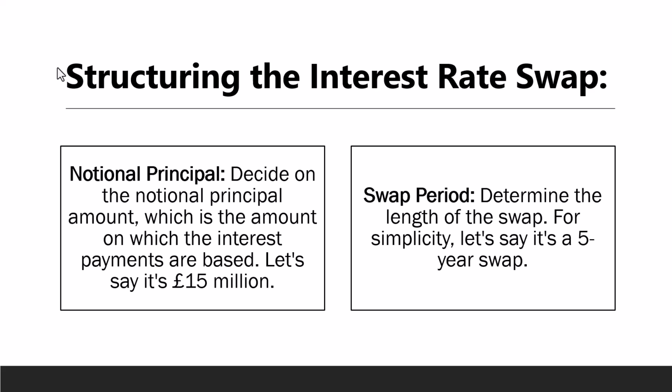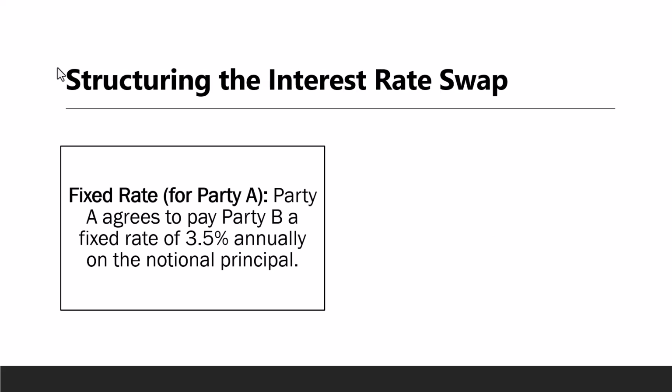So they've decided 15 million is going to be the notional principal amount, and the swap period can be 5 years, 3 years, till the time they think that the interest rates are going to go up or down according to their outlook. They are going to decide on the period of the swap.